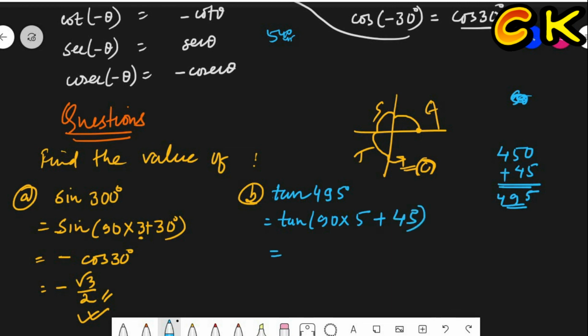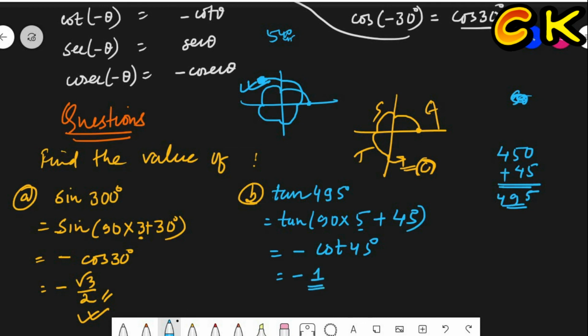Okay. Now 90 into 5, 5 means odd multiple. Odd multiple means tan will change to cot 45 degree. Now which quadrant? Let's see. This is 0, 1, 2, 3, 4, 5, plus. Plus means this side. So it is the second quadrant, where sine and cosec only are positive, but it is tan, so this will be negative. And its answer is minus 1.